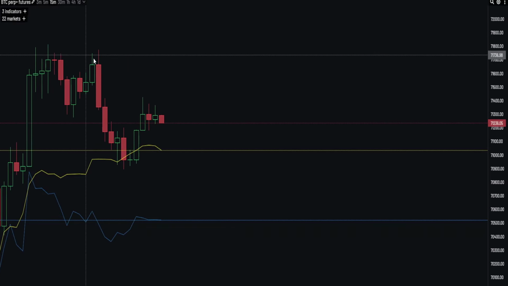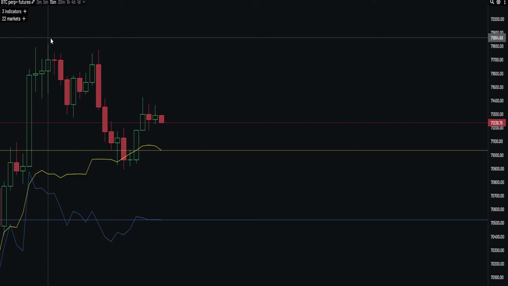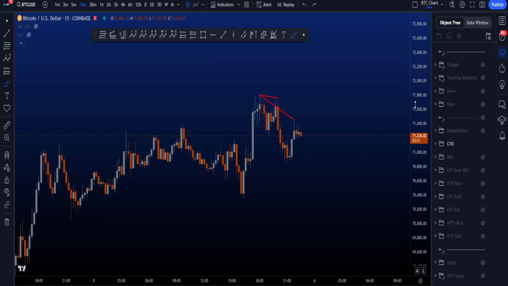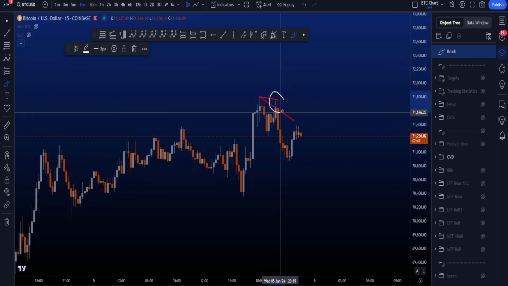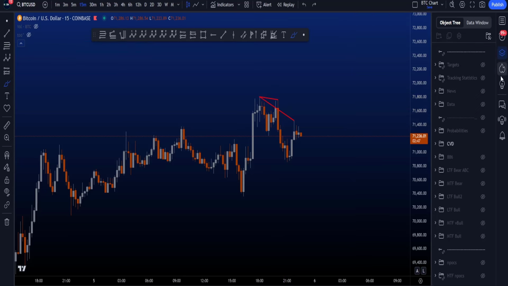You can see it here, a lower high on price, higher high on yellow, and now again a lower high on price, higher high on the yellow line, a bearish CVD divergence, but do keep in mind the 0.886 touch and the probabilities of that 0.886.